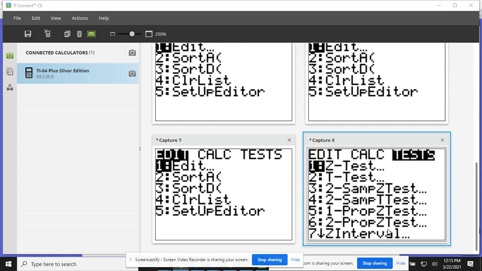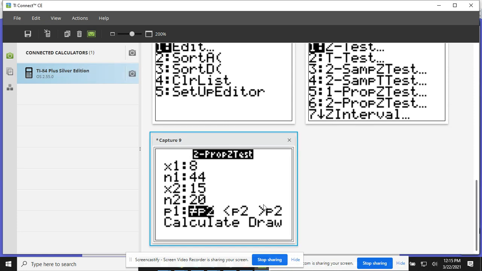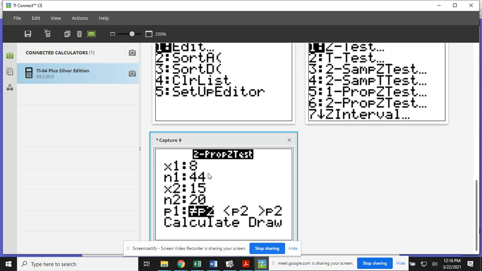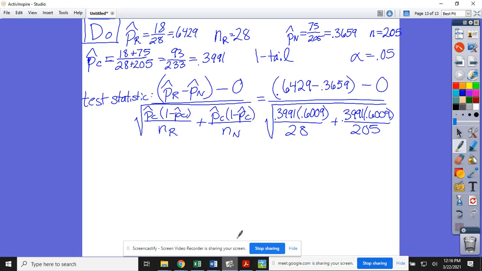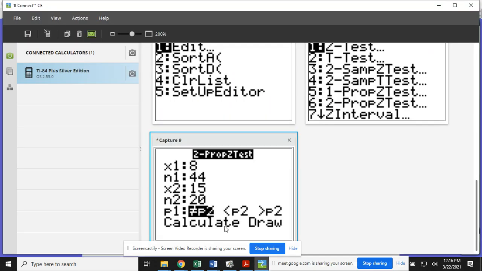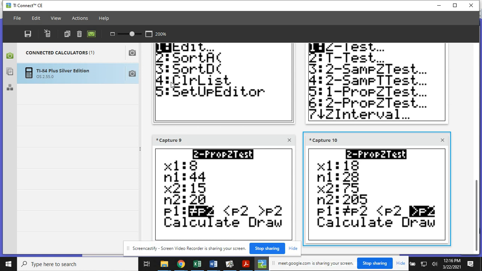So go to 6. And the input of it looks a little bit different than we're used to. And this is why I wrote this part the way that I did. So what is our X1? 18. What is our N1? 28. What is our X2? 75. Our N2? 205. And the way that I chose to write this was this one. So we choose to write it as greater than. So choose my greater than option. And then calculate.